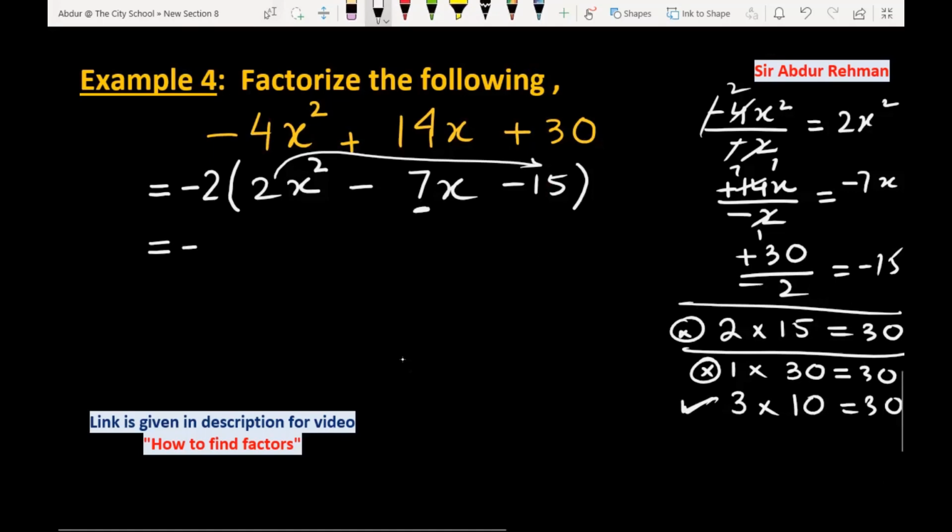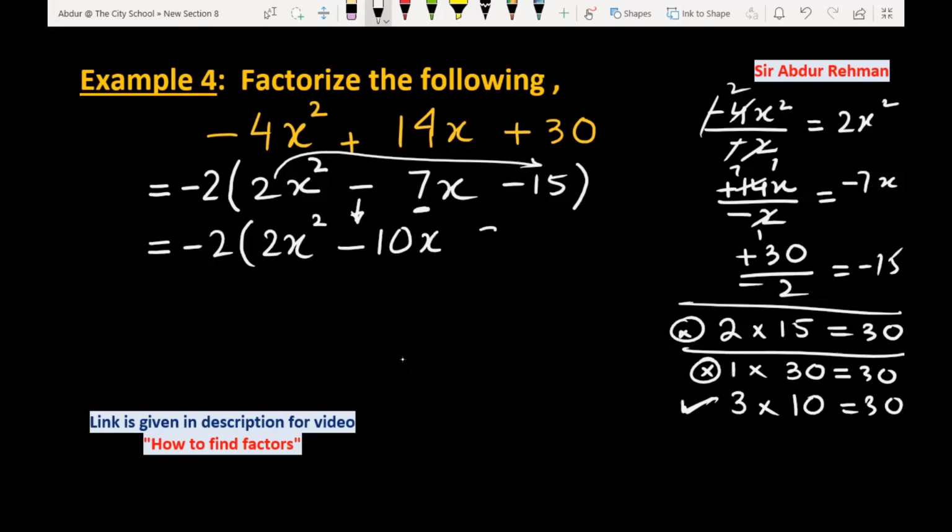So the first step is minus 2, and 2x squared. First, take common this minus sign, so write down this minus sign. Write down the first larger factor, 10x, and the next factor is 3x minus 15. The question is, what will be the sign in between 10x and 3x? By subtracting 10 and 3, you will get 7, so it is minus. The sign must be different, which will be positive for subtraction.